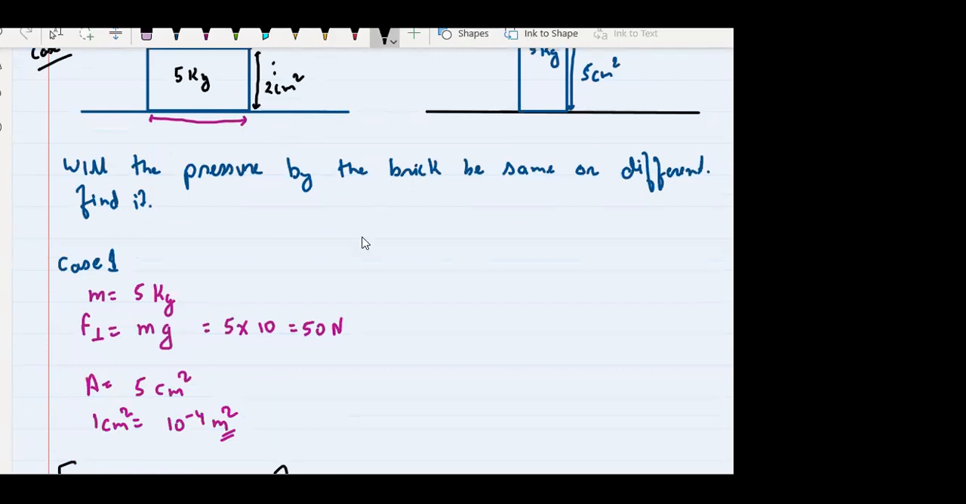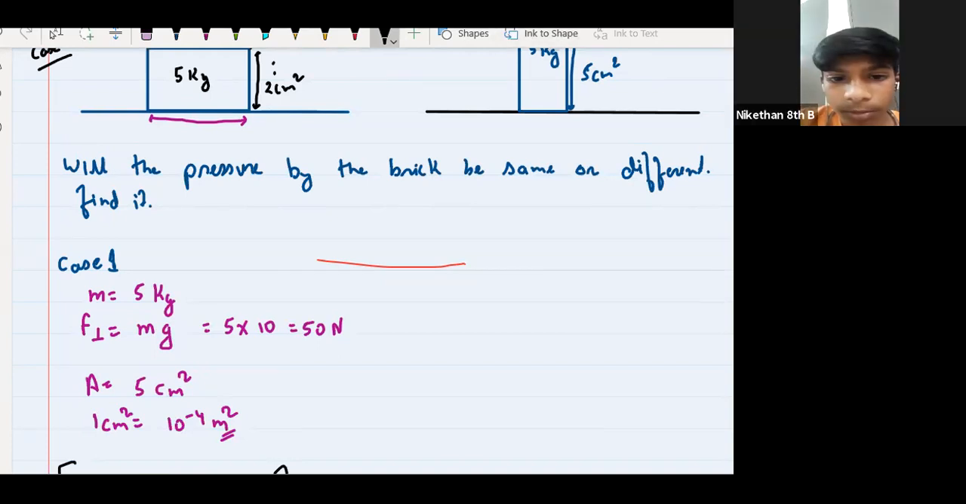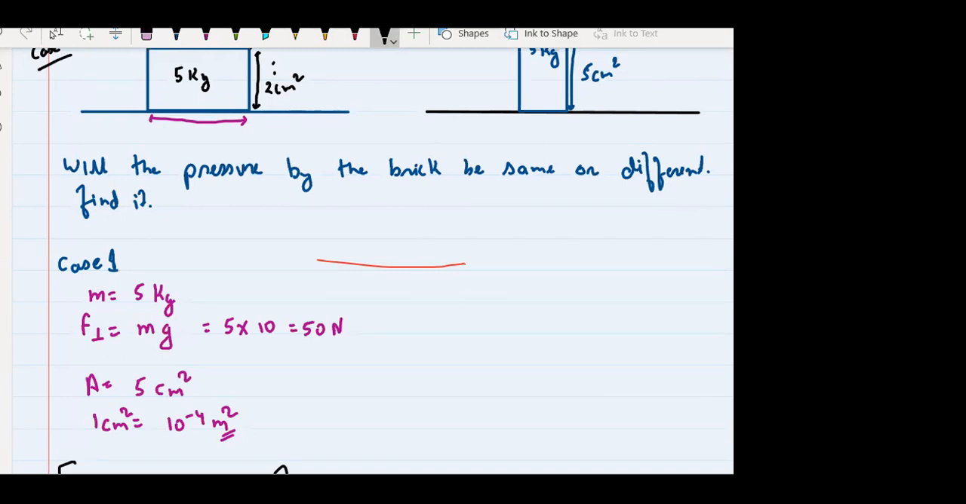Who entered without a name? I'll remove someone. Who is this without a name? There's a smiley face. I'm going to remove him. Everyone should join using your own name. If anyone is joining with any random name, I'll remove them. Unless the name is given, I'm not allowing that person to join.